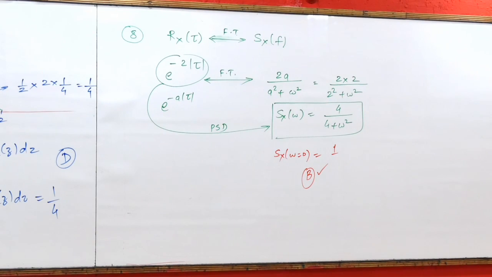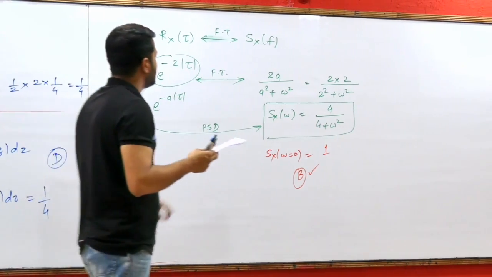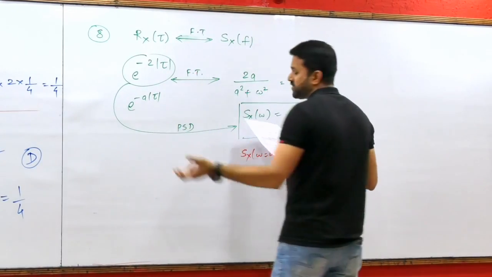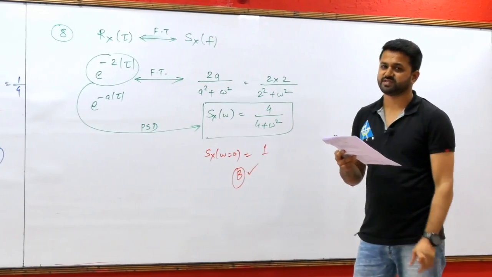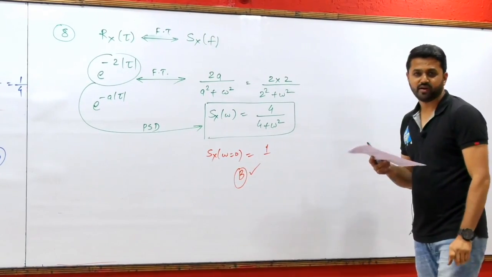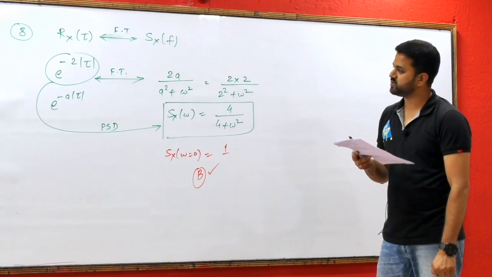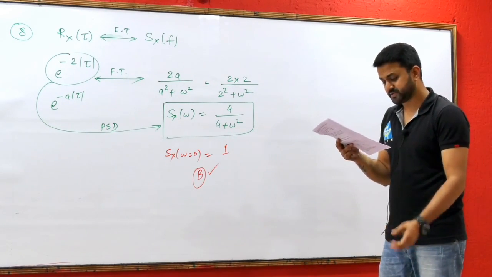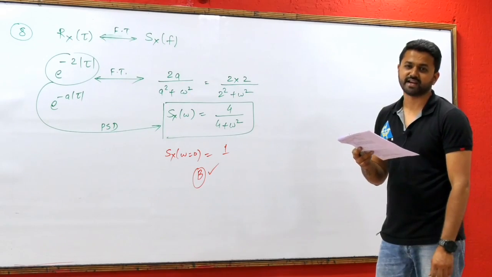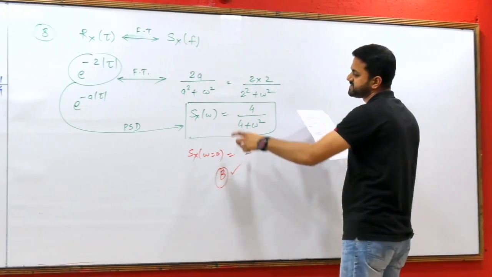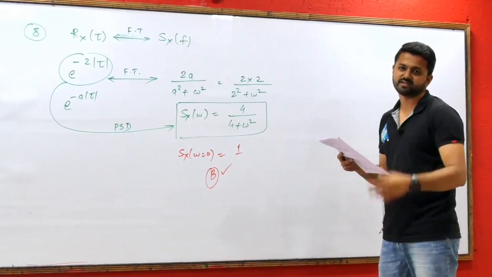We have to calculate the peak value of power spectral density. Okay. So Rx of 0 is greater, and Rx of 0 is nothing but the power. Okay. And the power we will get at tau equal to 0. So if I substitute tau equal to 0, then also I will get 1. And this is the other way of looking at this question.